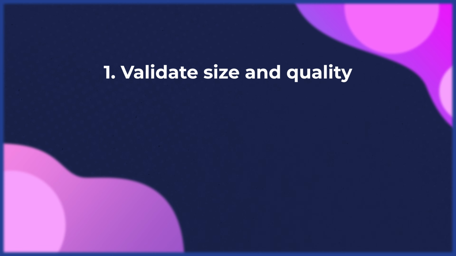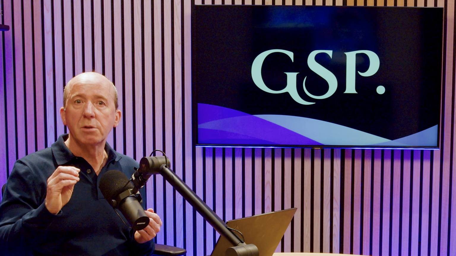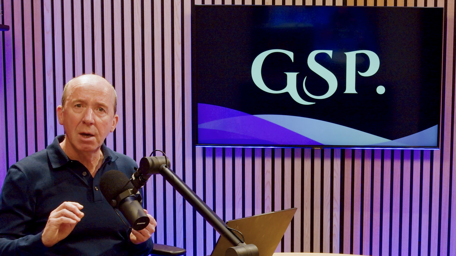At the start of this video, I said there's a 3-step process to conducting a pipeline coverage review, which is to validate the size and quality of the pipeline, identify shortfalls and areas at risk, and take action. The Sales Manager dashboard, part of the GSP Target Tracker app, gives you the tools you need to fulfill those steps in Salesforce and master pipeline coverage in your business.